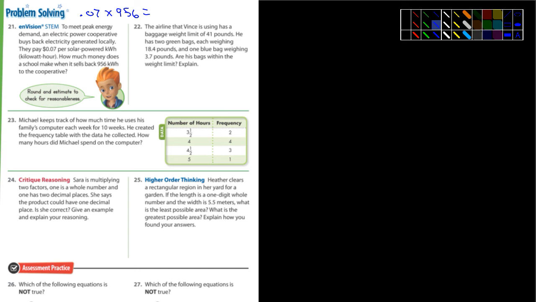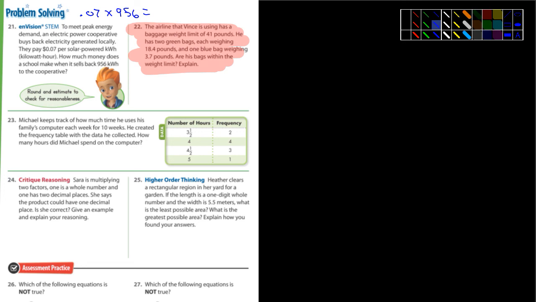Number 22, the airline that Vince is using, baggage weight 41 pounds. He has 2 green bags, each weighing 18.4 pounds, and 1 blue bag weighing, okay, are his bags within the weight limit? Ooh, I like that one. I'm not gonna explain that one. I just want you guys to read it and think about it and give me the solution to that problem. Okay? So that's worth a stick.